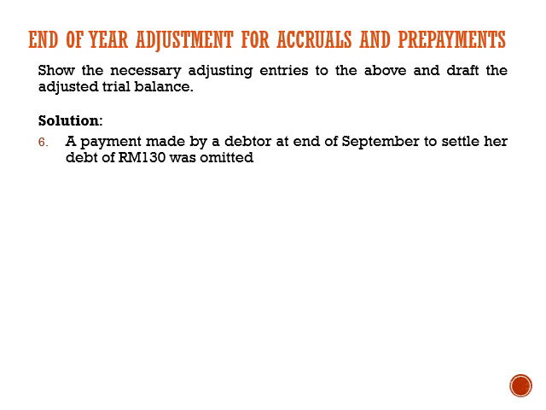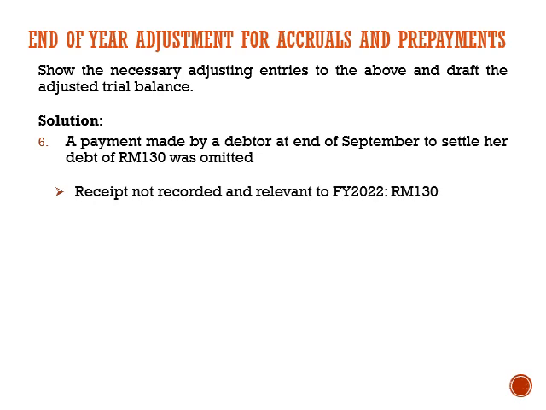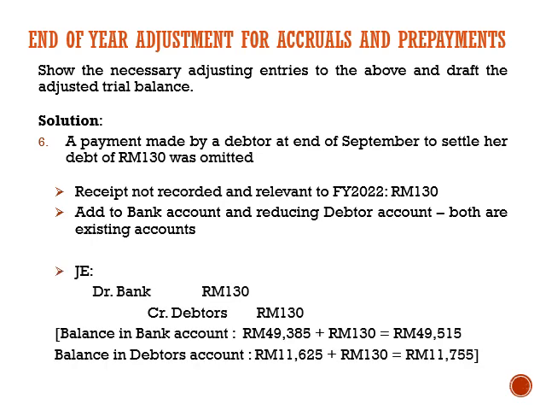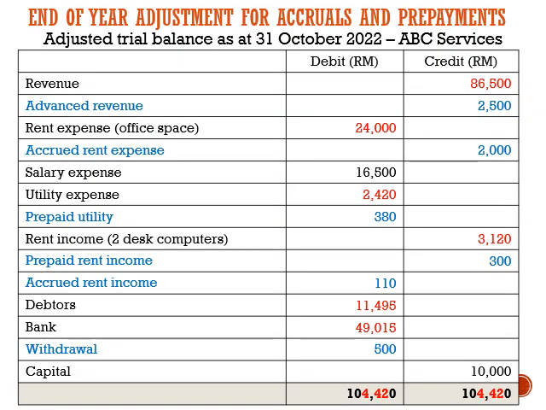Finally, information number 6 reveals that a repayment of debt by a customer was omitted. So this is another example of an error. This amount is relevant to the financial year 2022, thus it shall be added to the bank account to reduce the amount of debt for debtors. The journal entries are as such, leaving the balance in the bank account increased to 49,515 ringgit and the balance in the debtors account reduced to 11,755 ringgit. In the trial balance, the balances in both accounts will be adjusted accordingly, no new account created.